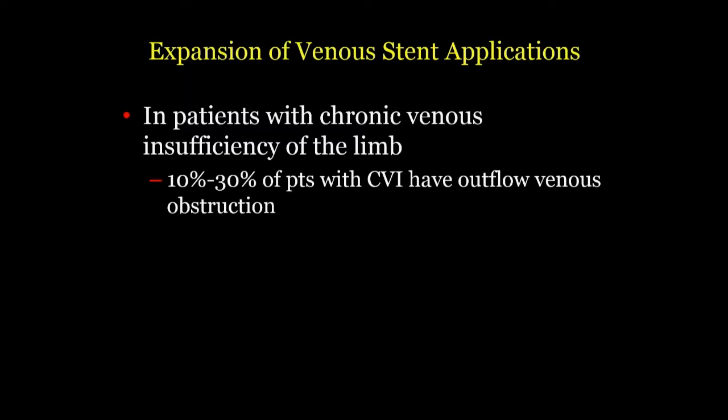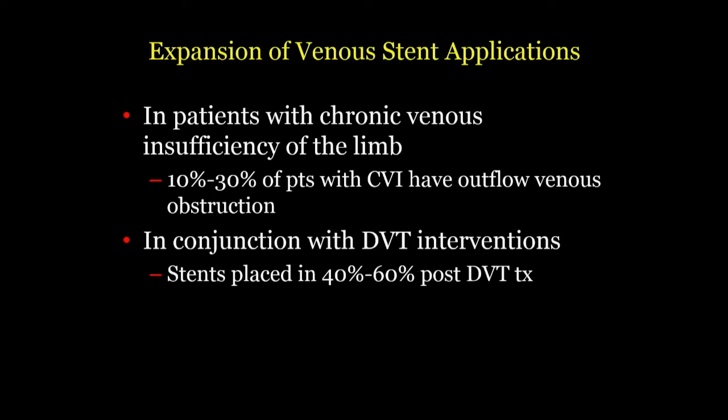Venous stent applications, obviously, in patients with chronic venous insufficiency, example of which was shown by Dr. Kalori. About 10 to 30% of patients with chronic venous insufficiency do have outflow obstruction. 30% is probably generous, so it's probably about maybe 10 to 20% of these patients have really outflow obstruction that contributes to the patient's symptoms.